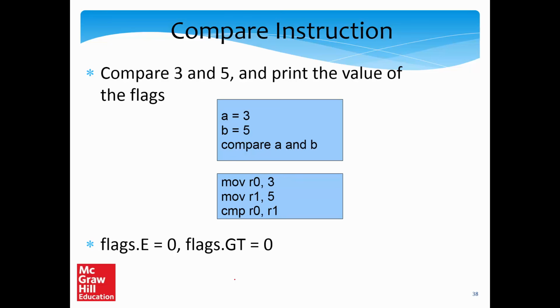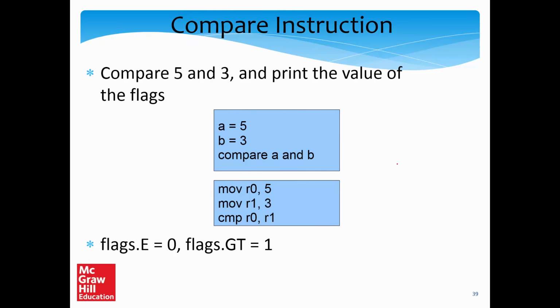So assume A is 3 and B is 5. We first do a register assignment. We move 3 to R0, 5 to R1 and we compare R0 and R1. Since 3 is less than 5, we'll have the less than condition, right? So there is no equality and there is no greater than. So the equal flag will be 0 and the greater than flag will be 0.